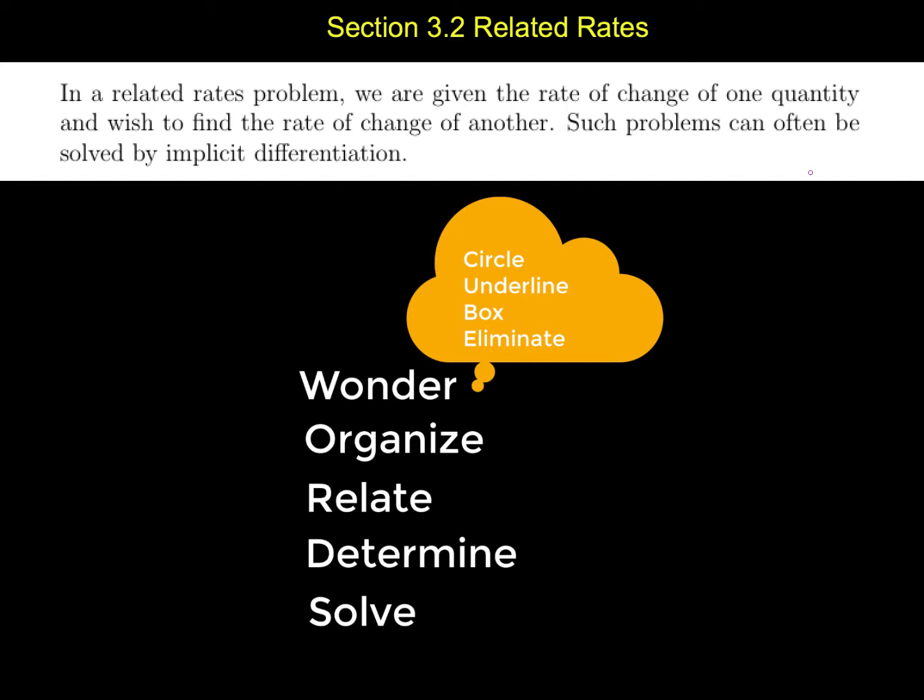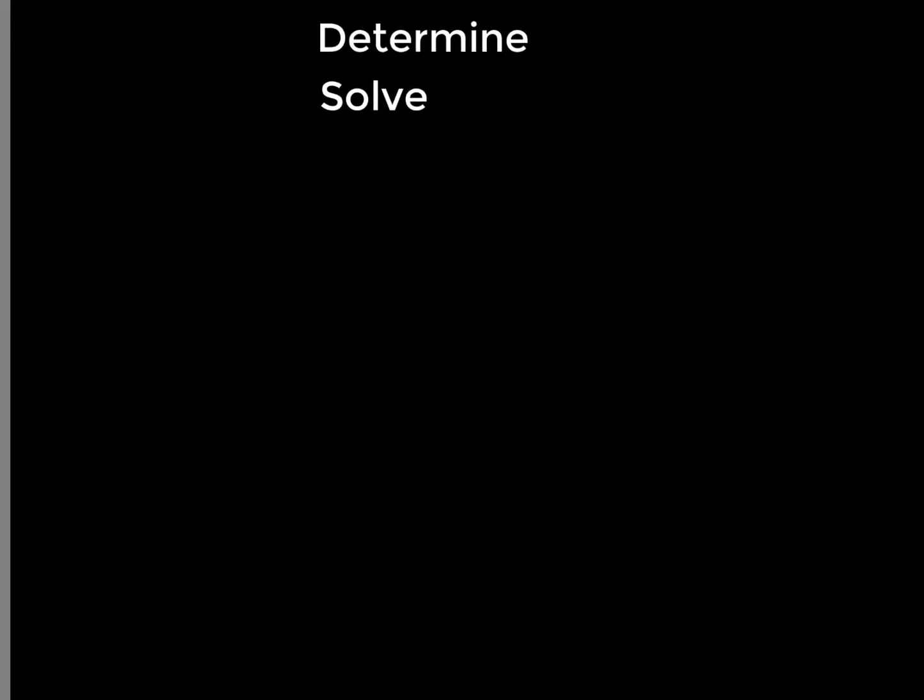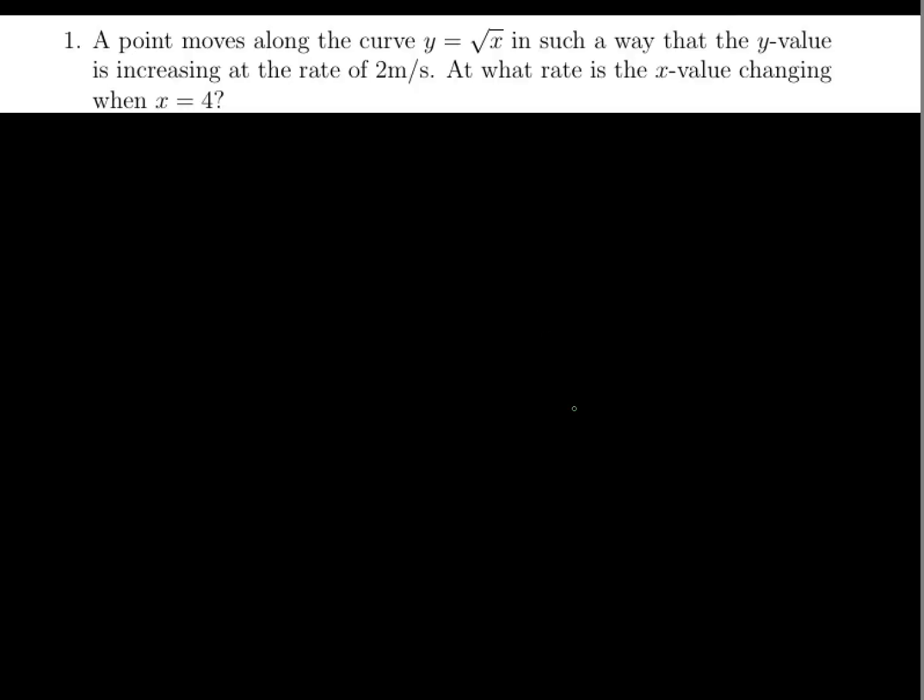So we could sit here and talk abstractly about related rate problems, but it really makes more sense to just jump in and look at an example. So the first problem we look at will be this question, in which we're told a point moves along a curve y equals square root of x in such a way that the y value is increasing at a rate of 2 meters per second. And the question here is, at what rate is the x value changing when x equals 4?